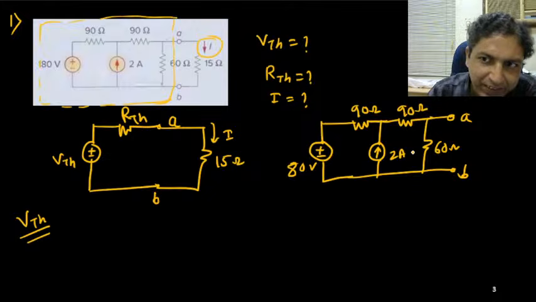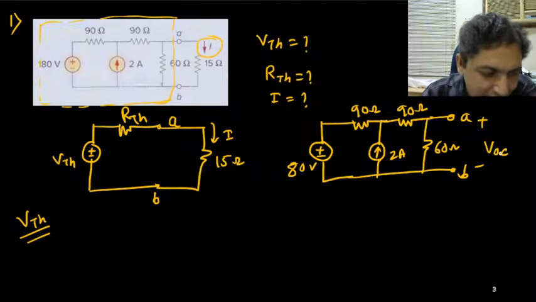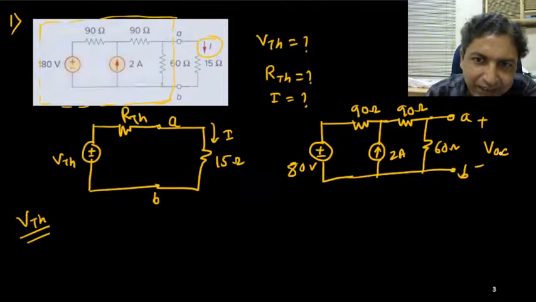So I have said that VTH is nothing but VOC. So here if you find the VOC, open circuit voltage, that will be same as Thevenin voltage. We will keep everything in the network. We will try to find out the open circuit voltage VOC.